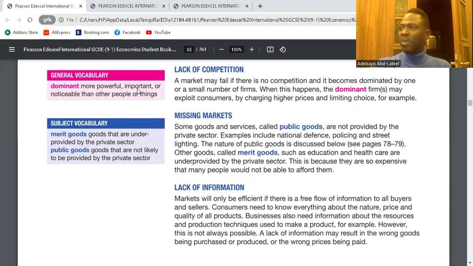Example is the provision of public goods or merit goods. The private sector will provide education, but for those who can afford it. They won't provide it for free. It is for the government to do. Is it clear? They'll provide it, but for a price. Is it clear? Clear.